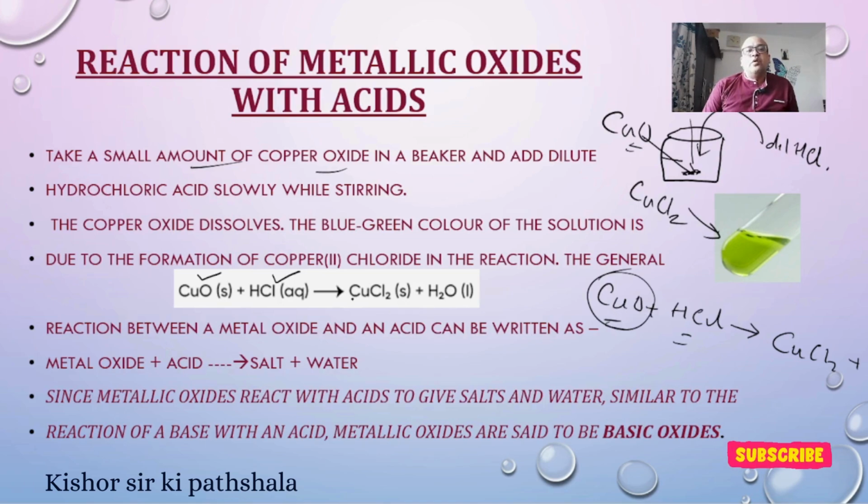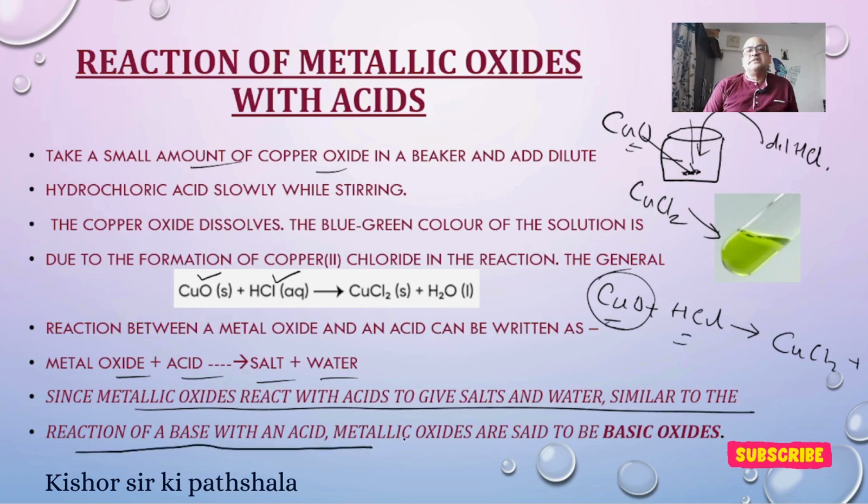So the reaction can be written as: metal oxide plus acid gives salt and water. Since the metallic oxide reacts with acid to give salt and water, similar to the reaction of a base with an acid, metallic oxides are also called basic oxides. So we have understood what a basic oxide is all about.